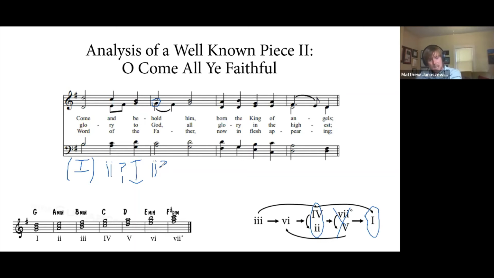2-7, the G just moves once down to F sharp, and that creates our F sharp diminished triad, 7 diminished, which goes back to 1. It goes back to G major. From there, 1, we can go anywhere.